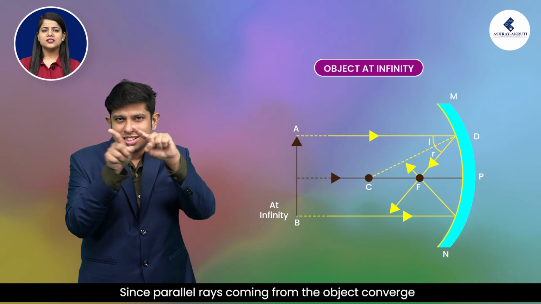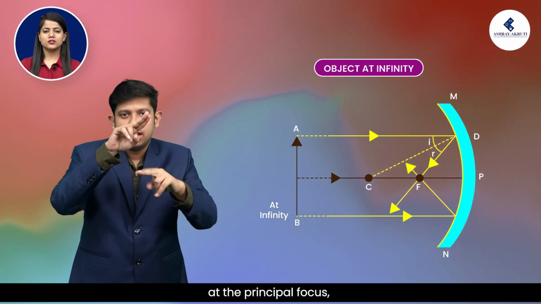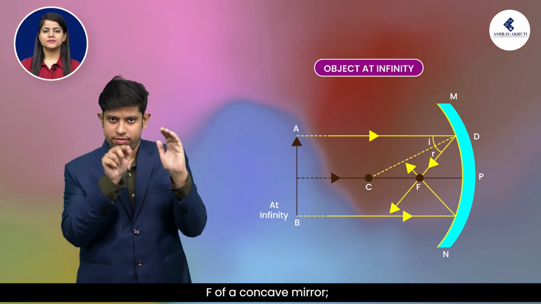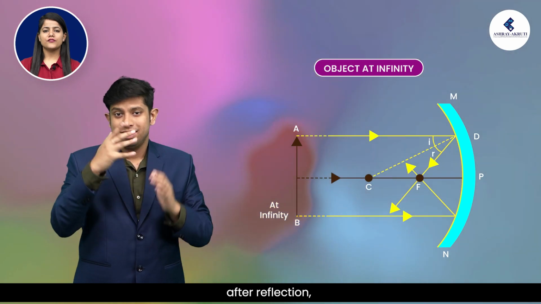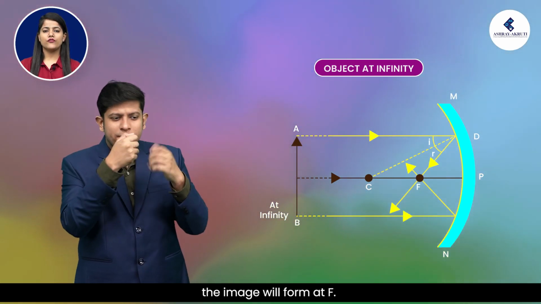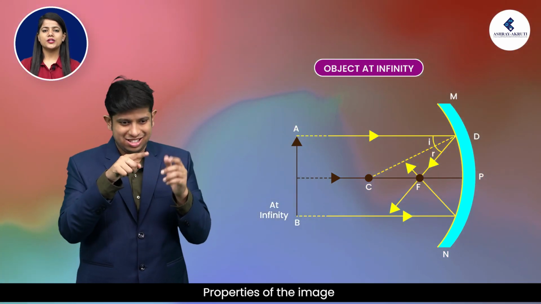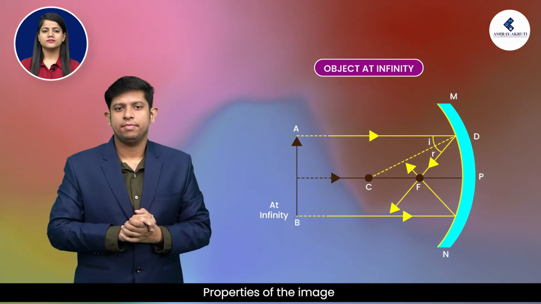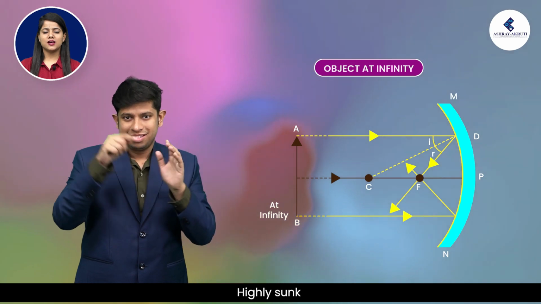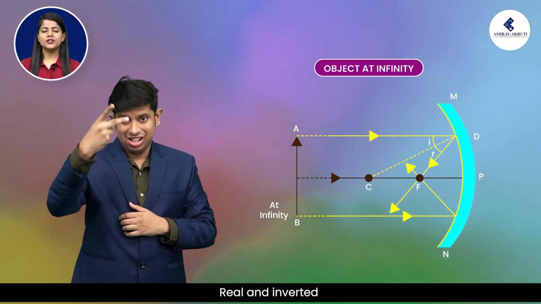Since parallel rays coming from the object converge at the principal focus F of a concave mirror after reflection, the image will form at F. Properties of the image: point size, highly diminished, real and inverted.